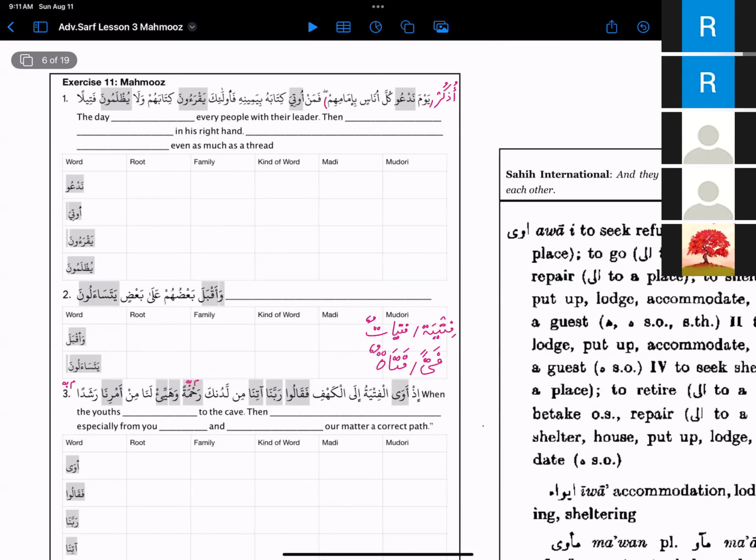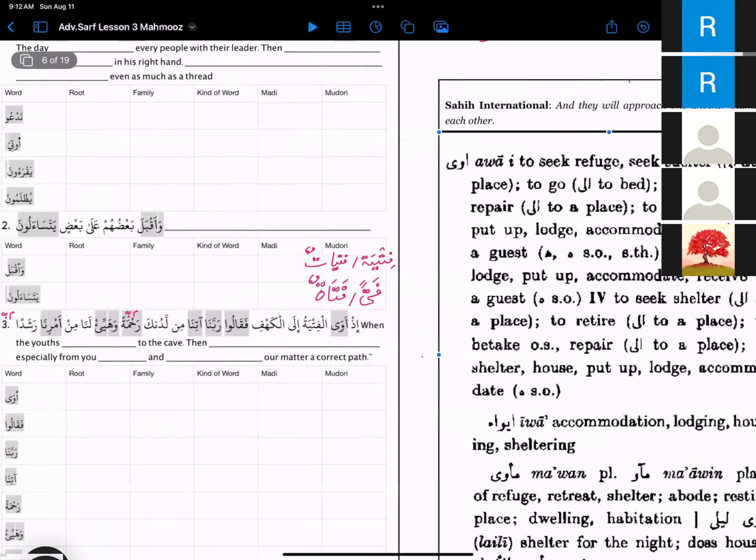Dal, ain, waw, but we say dal, ain, and alif, right? Yad'u. Which bab is it? Bab Nasara. So da'a, it could be written like da'a, or I'm not sure if it can be written another way. No, I think with alif.